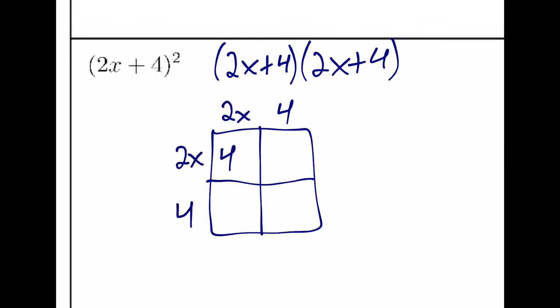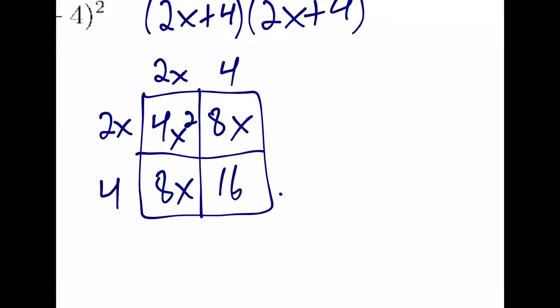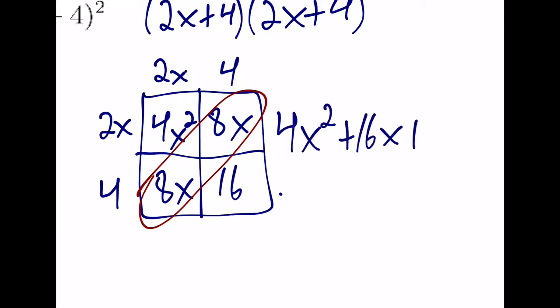2 times 2 is 4. There are 2 x's, so I'll put a square. 4 times 2 is 8, 1x. 2 times 4 is 8, 1x. 4 times 4 is 16, no x's there. When I combine my like terms, I have 8x and 8x. So my final answer becomes 4x squared plus 16x plus 16.